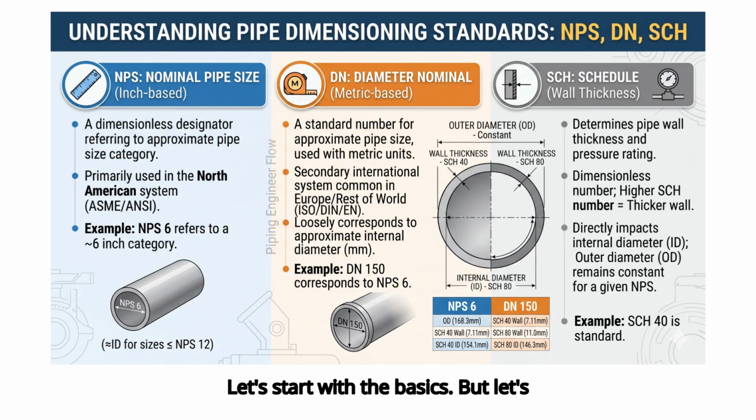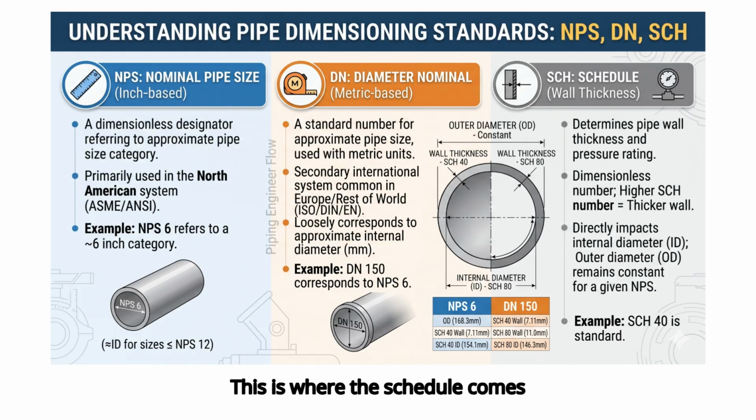Let's start with the basics, but let's avoid the obvious. Why does a 2-inch pipe not measure 2 inches on the inside or the outside? It's a common frustration for newcomers. Understanding NPS, nominal pipe size, and DN, diameter nominal, is the first step to avoiding massive procurement errors.